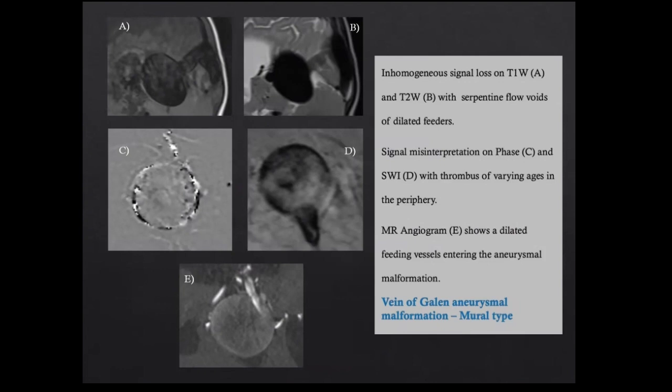This is the MRI brain images showing inhomogeneous signal loss on T1 weighted and T2 weighted images with serpentine flow voids of dilated vessels. Signal loss on phase and SWI sequences with thrombus of varying age was noted in the periphery. MR angiogram revealed dilated feeding vessels entering the aneurysmal malformation. Vein of Galen aneurysmal malformation, neural type, was diagnosed.